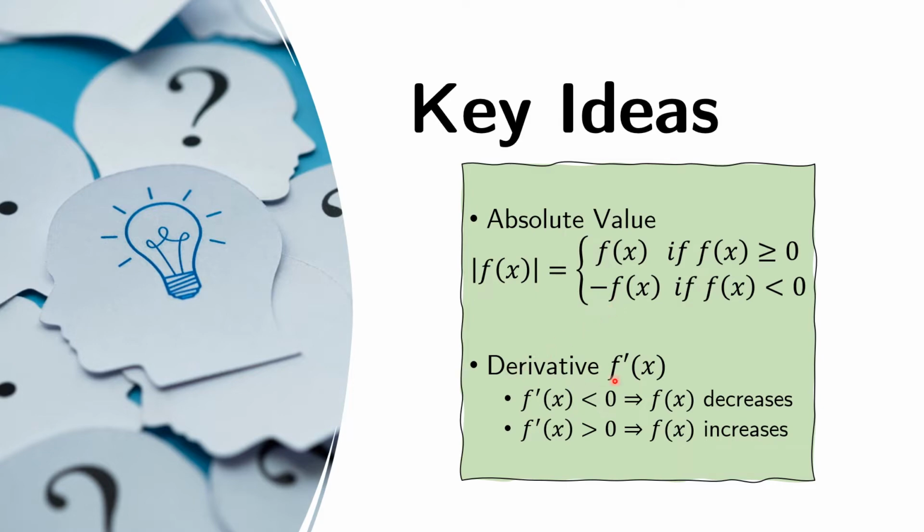Then let's also recall the derivative of f of x, which we denote here with f prime of x. If the derivative is negative, that is less than 0, then in that interval, f of x decreases. That means that from left to right on the x-axis, the value of f of x decreases, so it gets smaller and smaller. On the other hand, if f prime of x is positive in that interval, then the value of f of x from left to right of the x-axis increases, so it gets bigger and bigger.